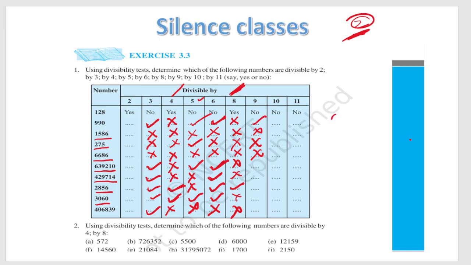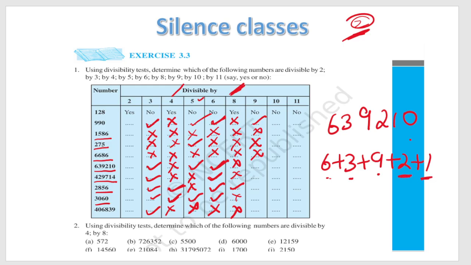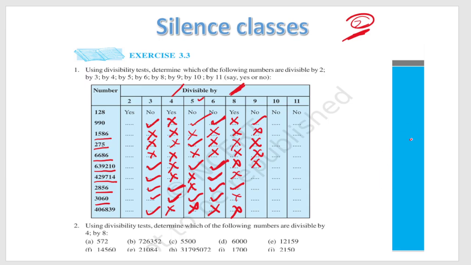Now the next number is 639210. 6 plus 3 plus 9 plus 2 plus 1. 6 plus 3 is 9, 9 plus 9 is 18, 18 plus 2 is 20, and then 21. 21 is not divisible by 9. This means this number is also not divisible by 9.